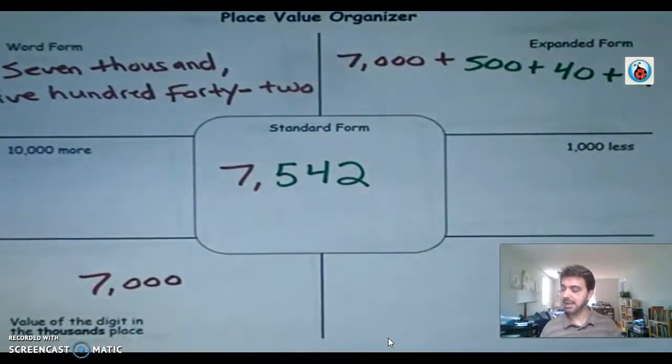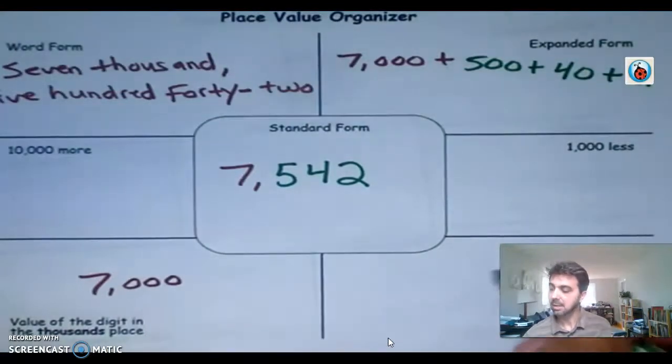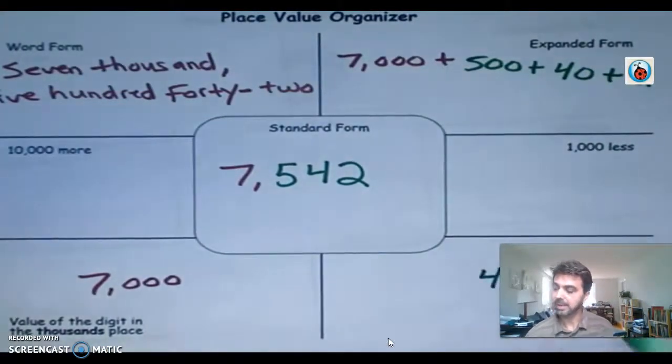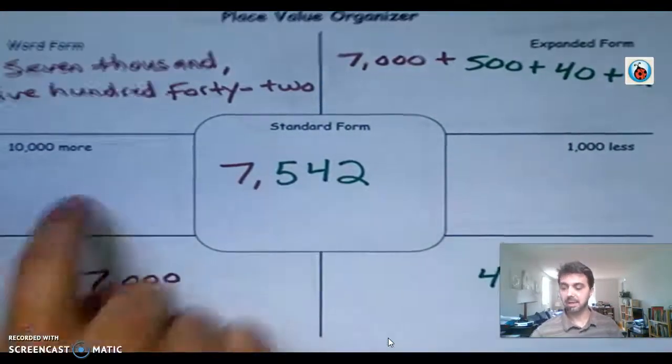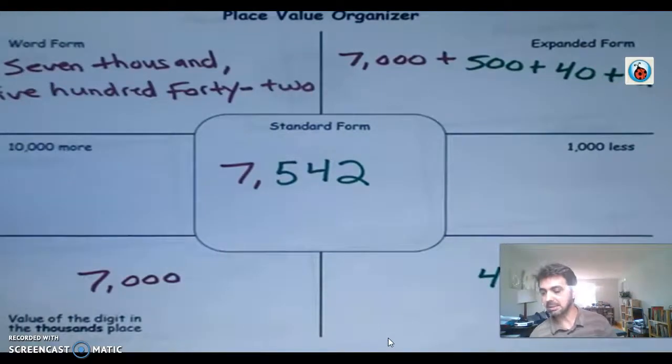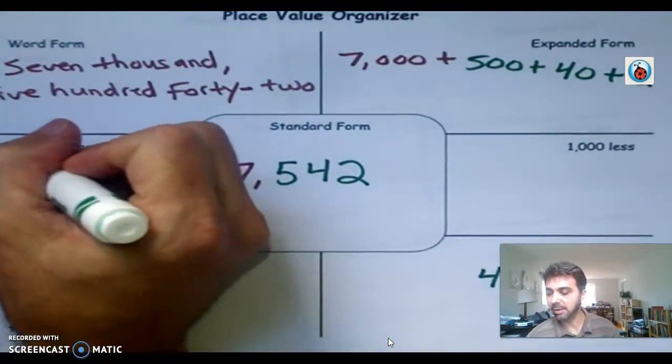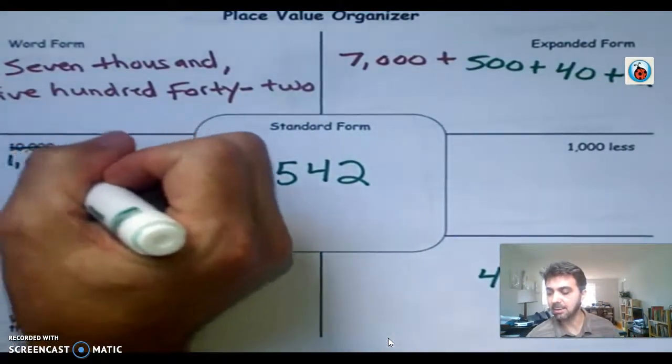Okay, and what is the value of the digit in the tens place? Well, we know that is 4. And the value is 40. Okay, so over here, I actually want you to cross off 10,000 more, and right for now I want you to write 1,000 more.